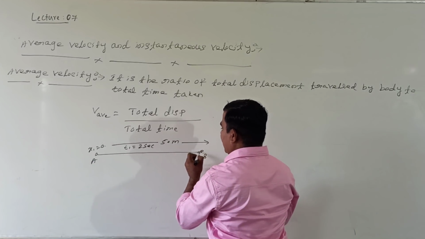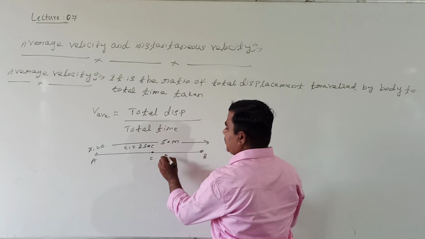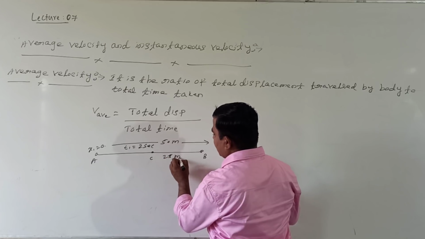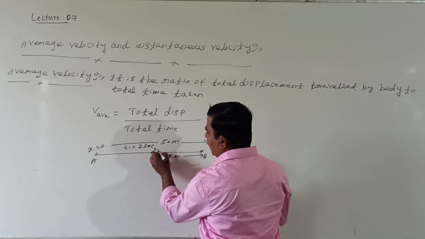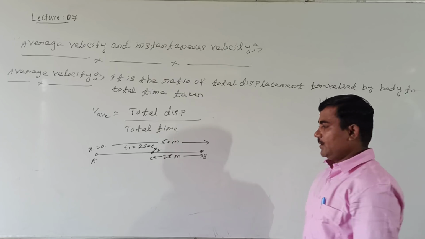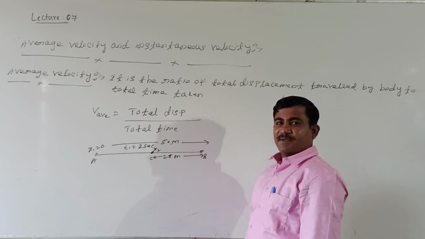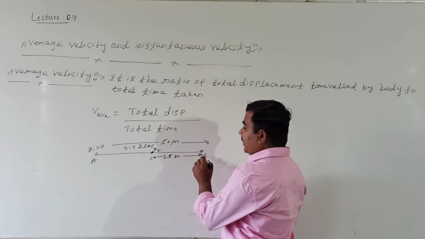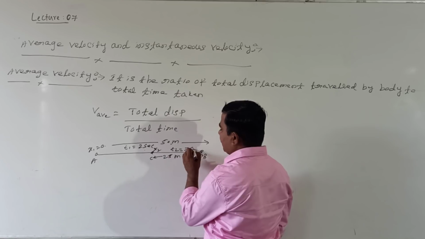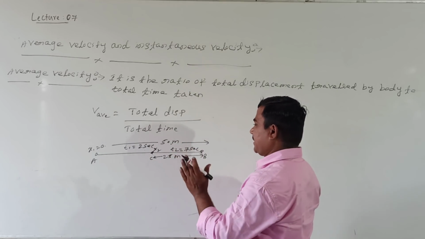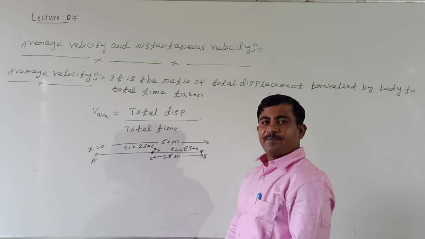The object moves from A to B. Again the object comes from B to C. B to C is 25 meters. This is the final position, which I will take as x2. When the object goes from A to B, it covers 50 meters in 2 seconds. But when it moves from B to C, the time taken may be 7 or 8 seconds, no matter. Say 8 seconds.